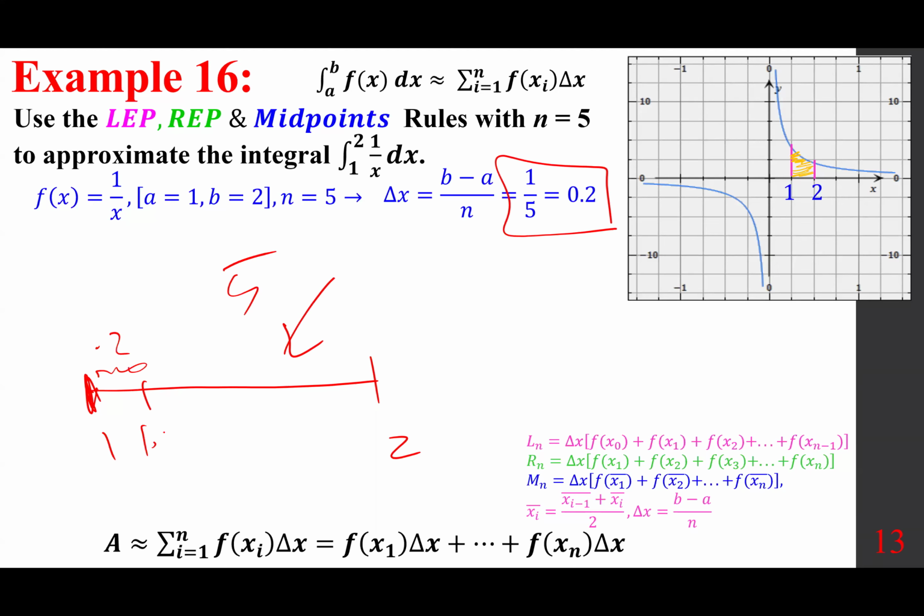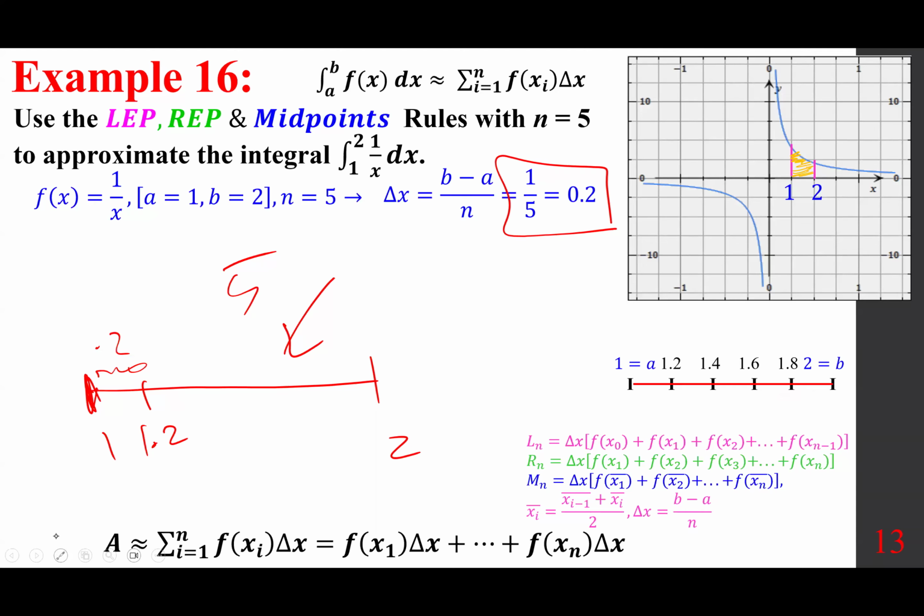0.2, and I say this is 1.2. The next one is 1.4, 1.6, 1.8, and the last one is again 2. I want to make sure we understand what's going on. In the beginning, we have A, so A equals 1. At the end, we have B, B equals 2. And over here, we add what we came up with as delta x: 1.2, 1.4, 1.6, 1.8.